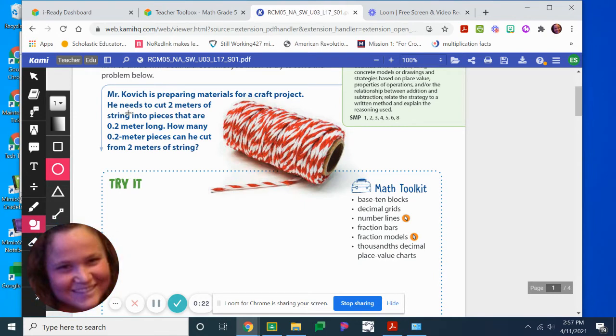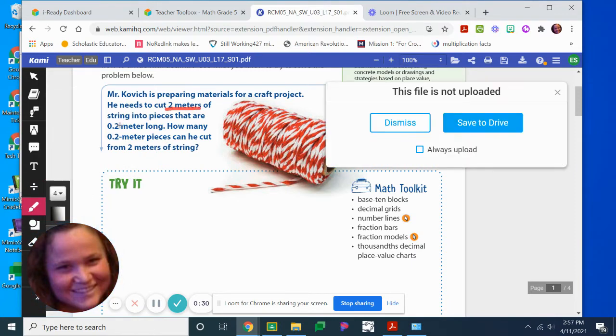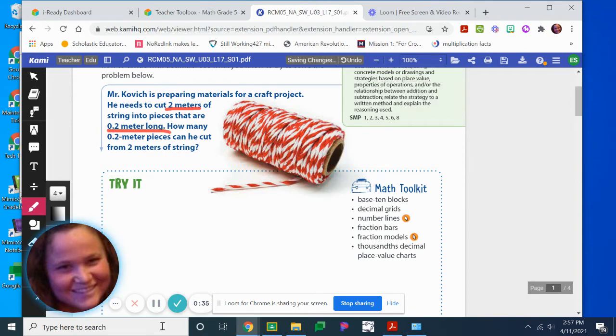So we've got Mr. Kovich is preparing materials for a craft project. He needs to cut, we're going to underline that, 2 meters of string into pieces that are only 0.2 meter long. How many of those pieces can he make from 2 meters?